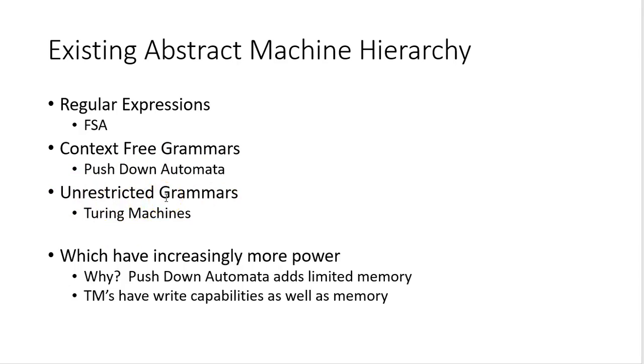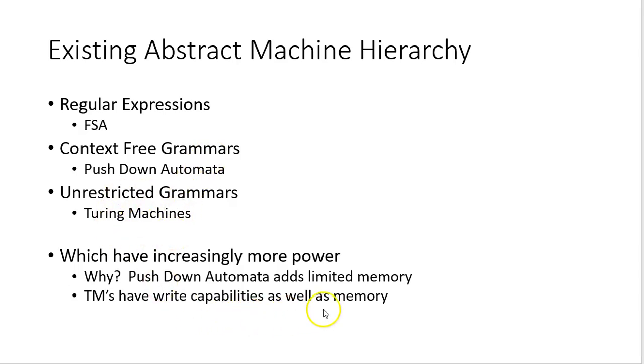The differences between these are pretty small. The difference between a finite state and a push-down automata is limited memory. Just a little bit of limited memory. You can't change the input. You can just save the output. A little bit of limited memory gives you the ability to match.